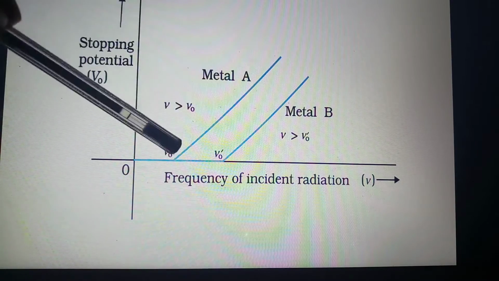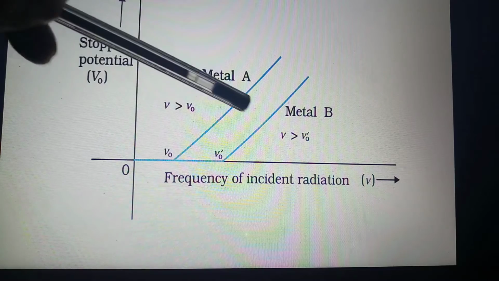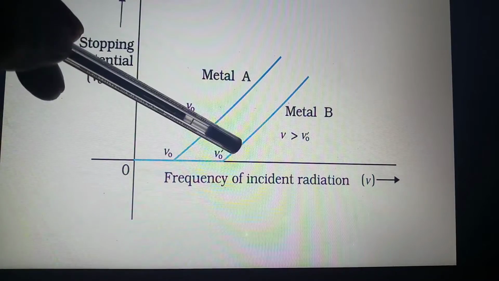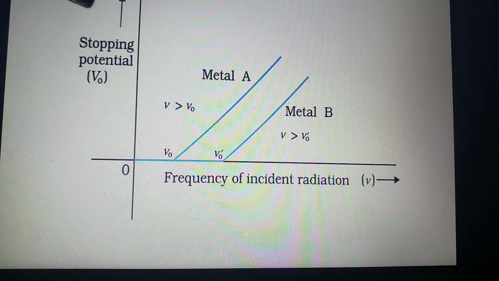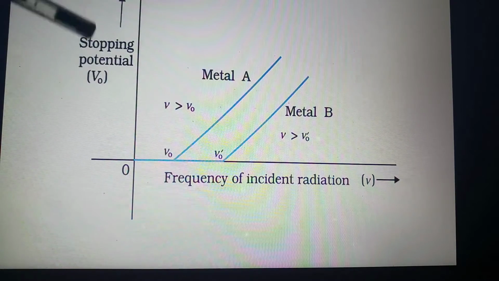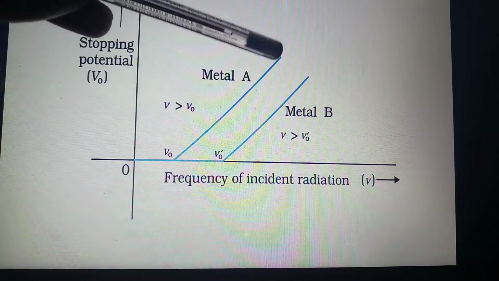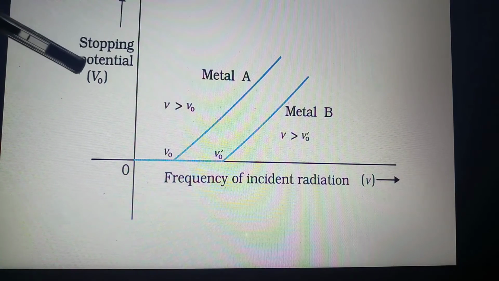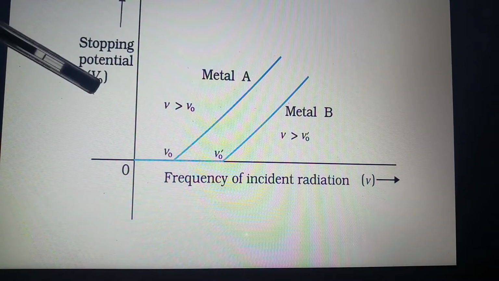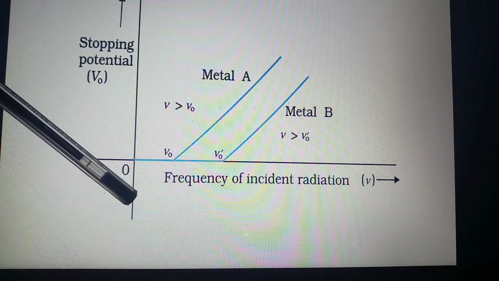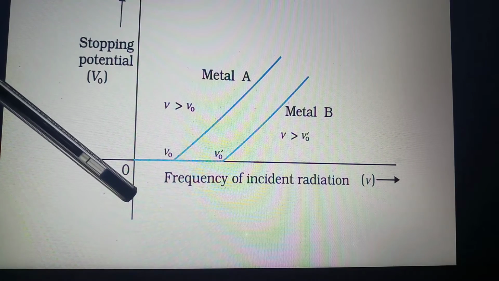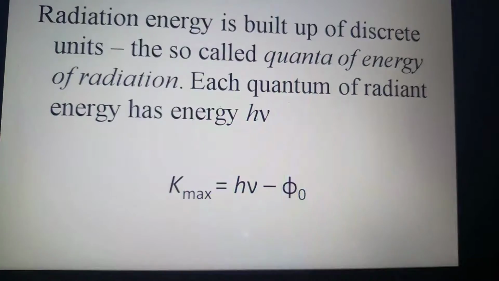But you can see these two lines are parallel, so these two lines have the same slope. We will discuss the slope later. Now if instead of the stopping potential you take kinetic energy on this axis, then also the graph will be the same. But as we are changing the axis, the slope will be different. And when it comes here, it will touch the y-axis. The point where it touches also has some importance, which we will discuss after this.